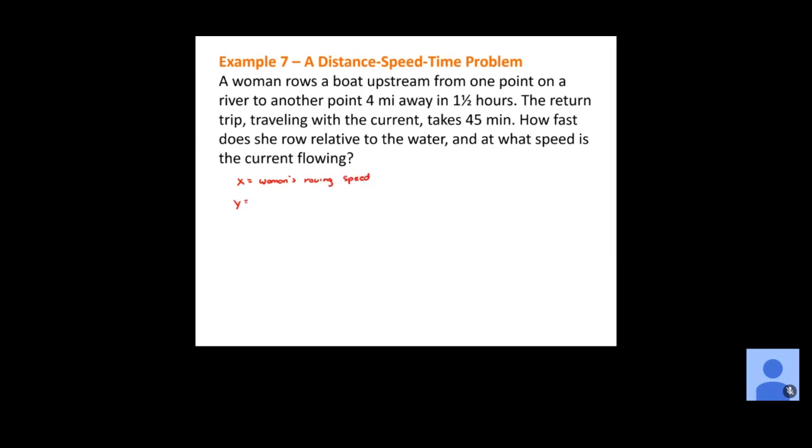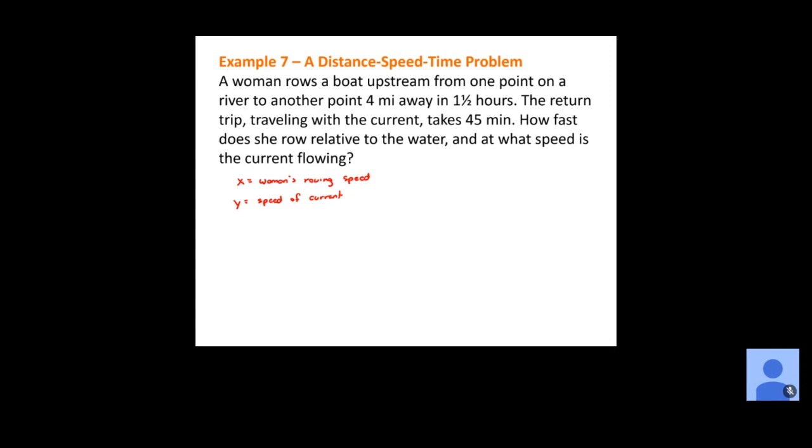And then I'm going to let y equal the speed of the current. Okay, so those are the two things we're asked to find, so we know those are going to be our two variables this time. That's what it means by define those variables first. Now we need to set up equations, and remember, we're going to need two equations because we have two variables we're trying to solve for.